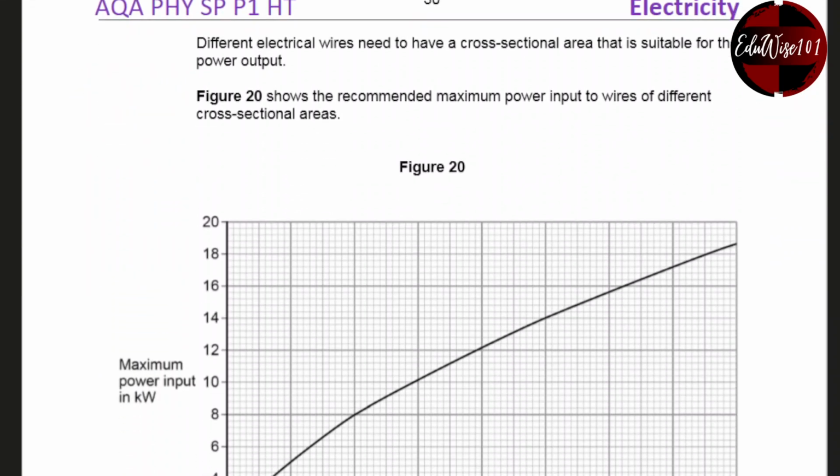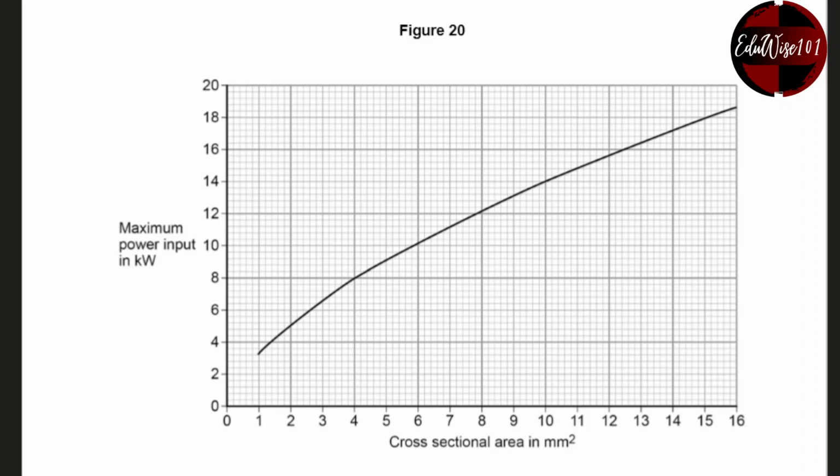Different electrical wires need to have a cross-sectional area that is suitable for the power output. Figure 20 shows the recommended maximum power output to wires of different cross-sectional areas. So as you can see, the cross-sectional area is increasing in millimeters squared from 1 to 16. That's basically the thickness. And as the thickness of the wire increases, the maximum power output in kilowatts is also increasing.